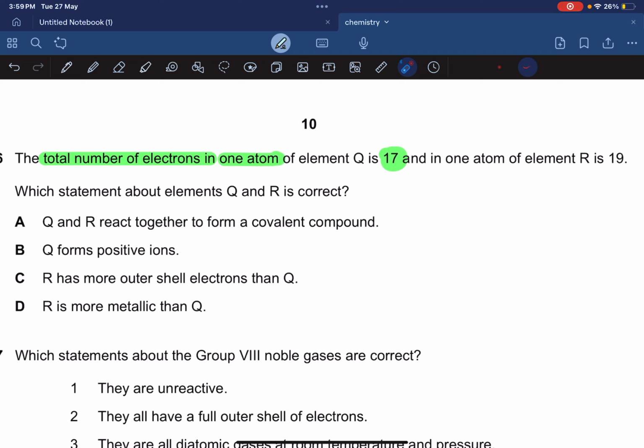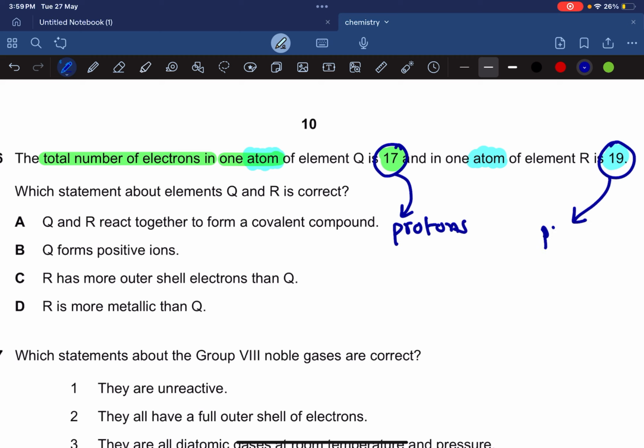Now one thing important over here. What we're talking about is not an ion. We are talking about an atom. An atom means that it's not an ion. It has not lost electrons, and it has not gained electrons. It's going to have an equal number of protons and electrons. So that means 17 is going to be the number of electrons as well as the number of protons. And 19, same, can be the electron number and the number of protons as well.